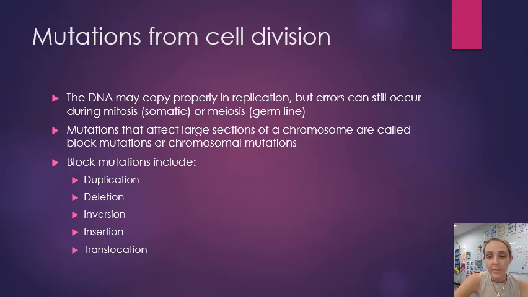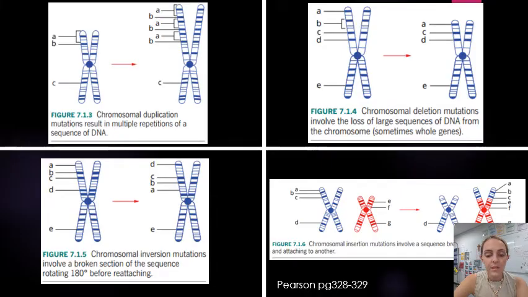And mutations that affect those big chunks of a chromosome are called block mutations. And there's a lot of them. There are duplication, deletion, inversion, insertion, and translocation. They all involve something happening to a large chunk of chromosome, but just in different ways. So I'll show you what that looks like now. Now, each of these figures have come from Pearson, spanning across page 328 to 329, where you can have a little bit more of a read about these.